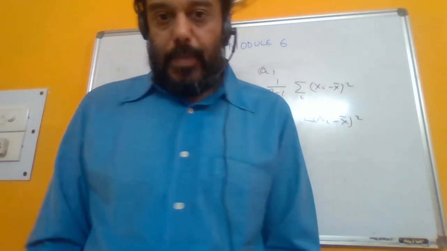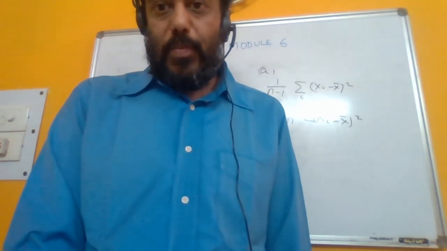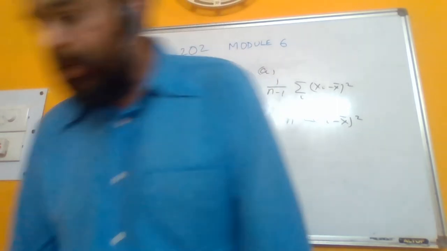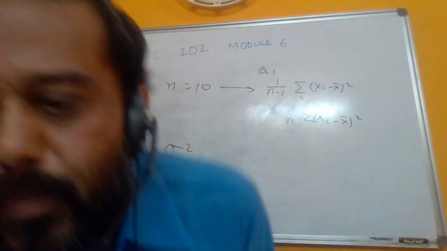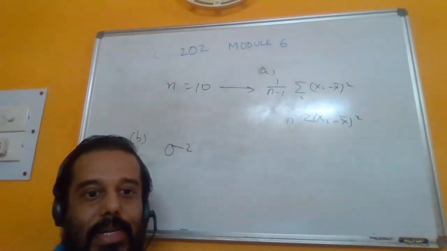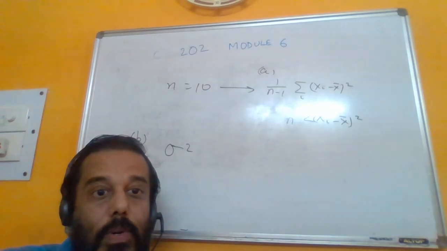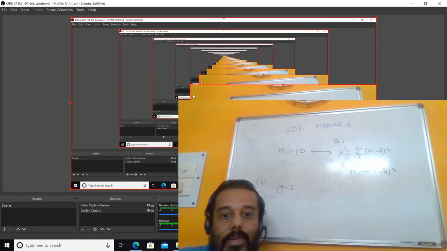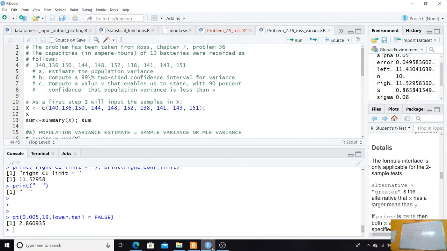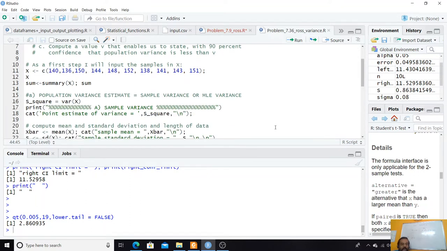So let me go to R and open up 7.36, and that is over here. The problem statement is over here. The capacities in ampere hours of 10 batteries were recorded. Compute the population variance. You could use the create command to generate the x values, and you summarize it.